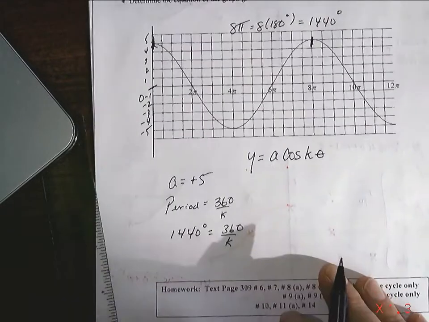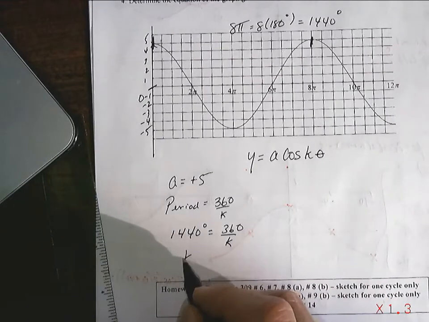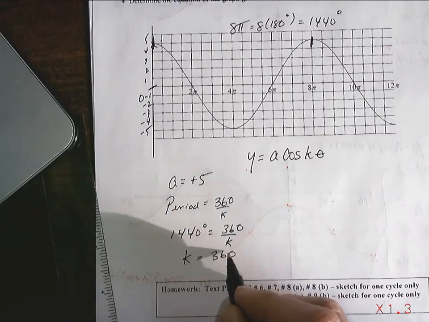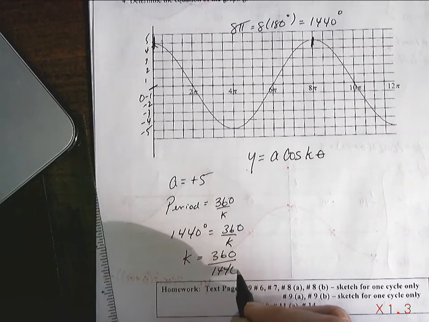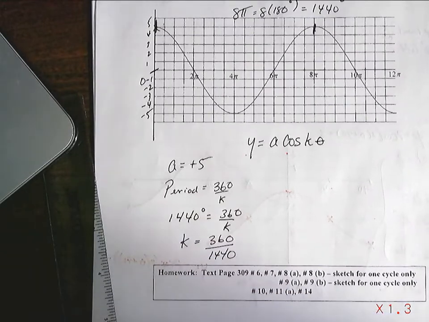We're going to rearrange that so we can solve for K. So it's going to be K equals 360 divided by 1440. Now don't get a decimal for that. I suggest you try reducing it. Try to see how many 360s go into 1440. Does it go evenly?